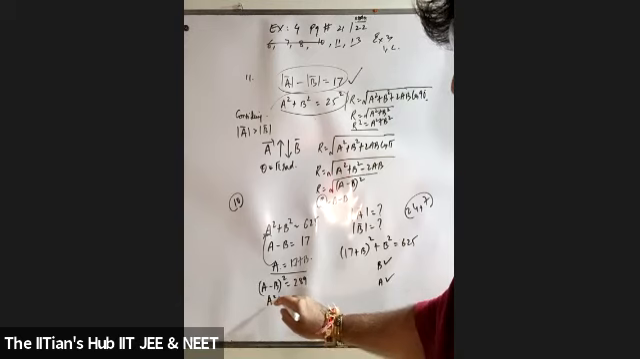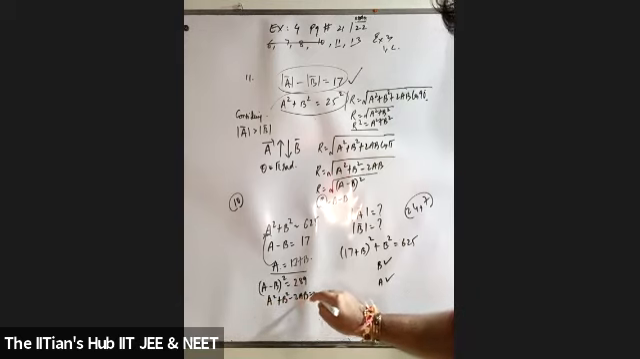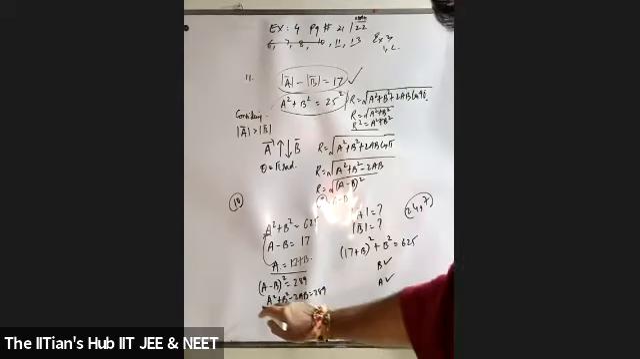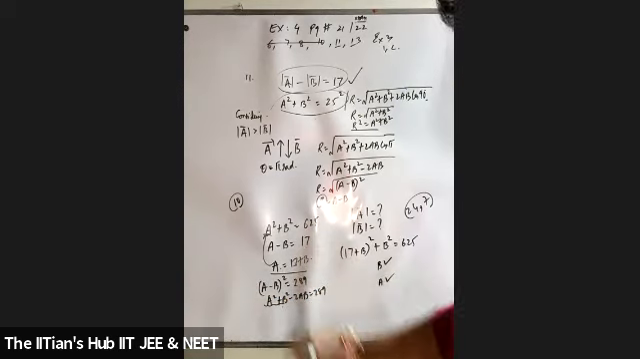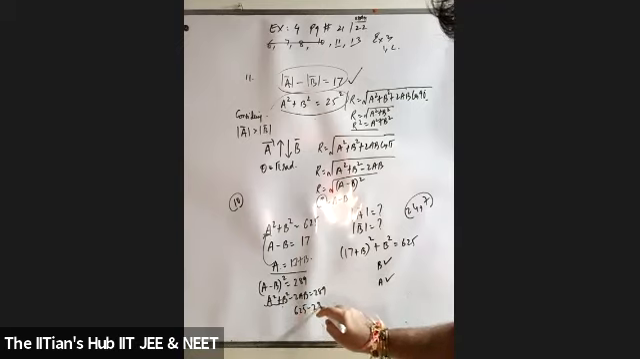ये क्या होगा? a square plus b square minus 2ab is equal to 289. Friends, do I know the value of a square plus b square? Yes. So 625 minus 289 is equal to twice ab. क्या ये clear हुआ students?